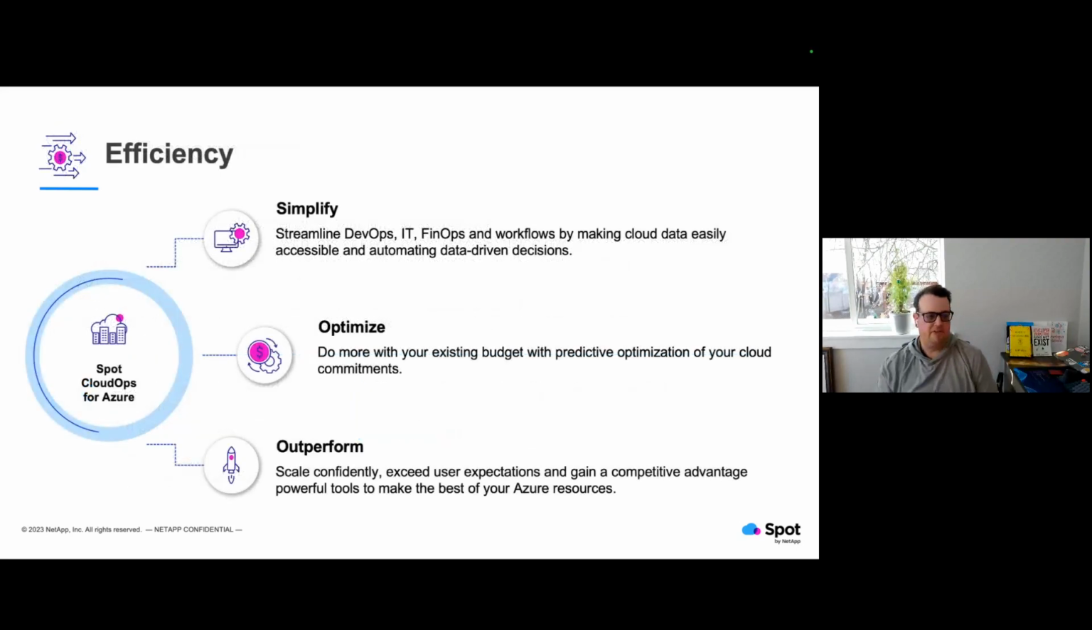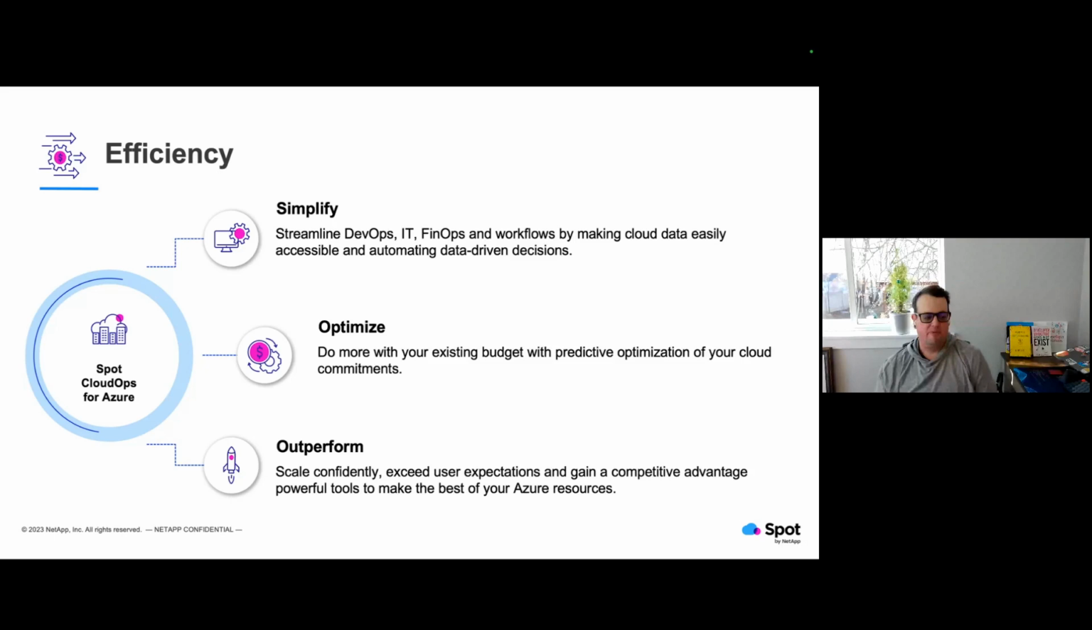And so as we move on, let's talk about efficiency. What are our goals when we move to the cloud? Number one is obviously to simplify. We want to streamline our DevOps, our platform engineering, our IT ops, and all aspects of our operations and workflows by making our cloud data easily accessible and automating data-driven decisions. We want to optimize. We want to do more with the budget that we're given and have predictive optimization of our cloud commitments. And honestly, we really want to outperform.